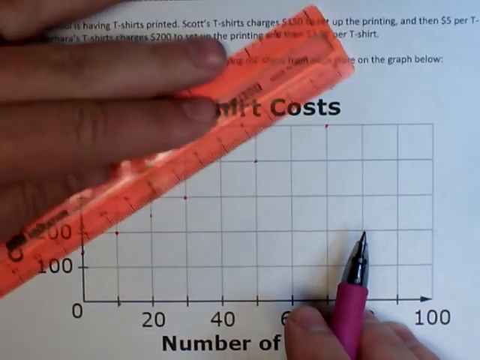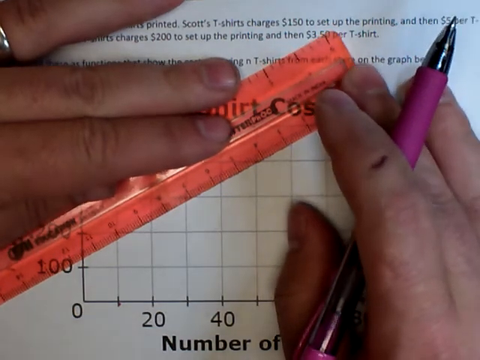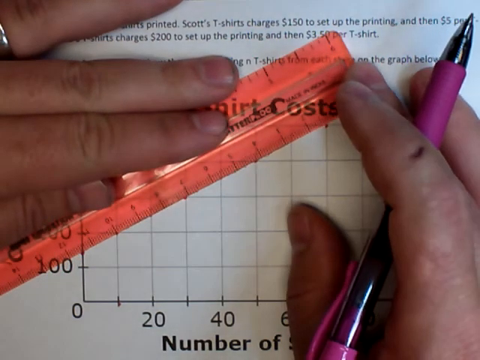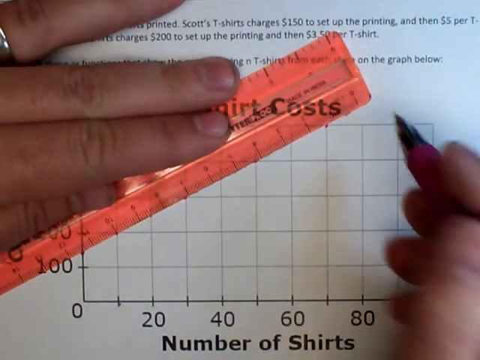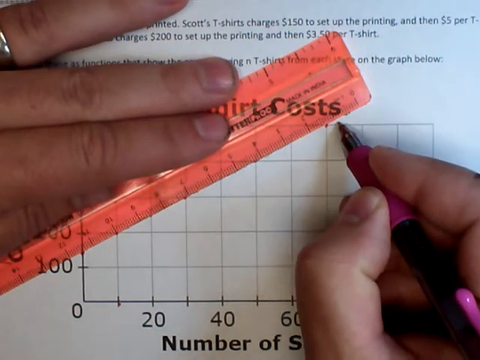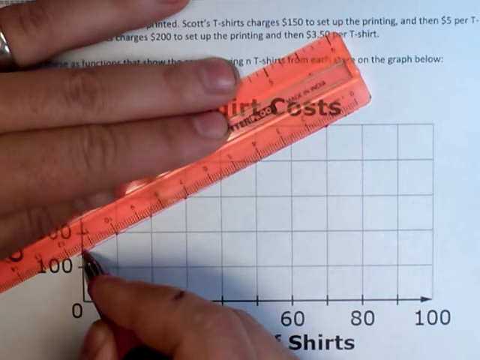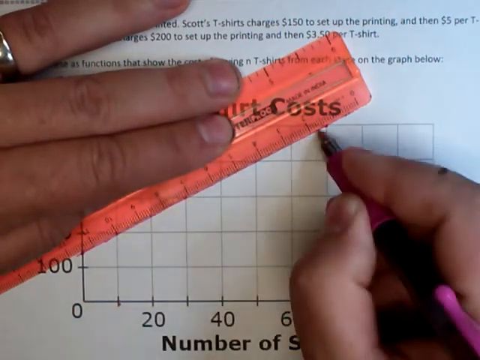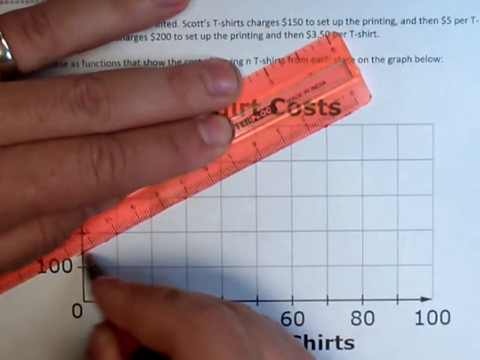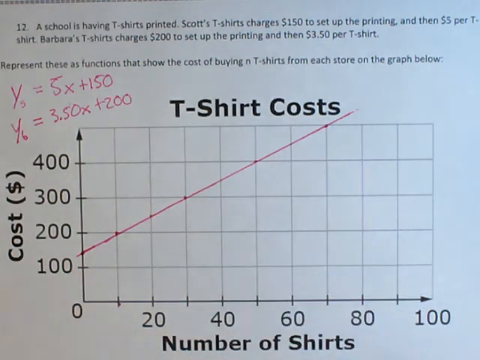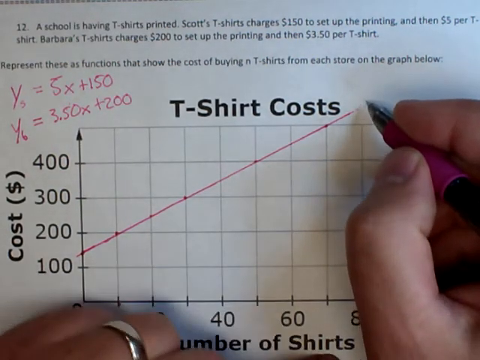So I'm going to take a ruler. I highly encourage you to use a ruler, especially on the exam itself. If there's a problem like this, it's probably going to be a computer grading it. If your line isn't perfectly straight, even if you get it right, the computer might think you're wrong. Okay, so this is for Scott.